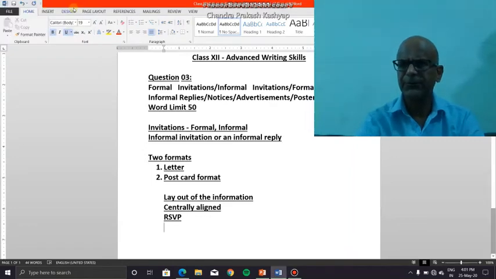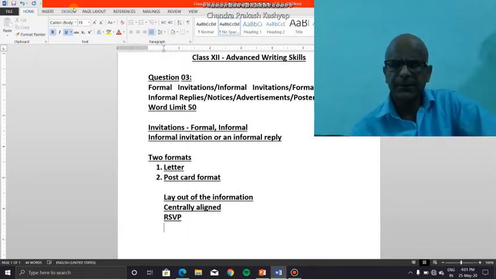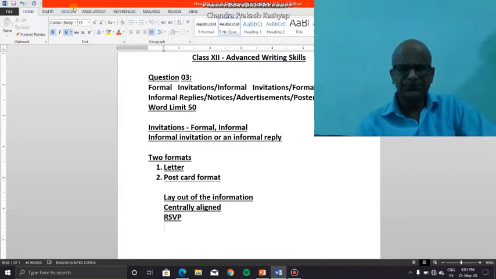We continue with our discussion of a formal invitation. A formal invitation, if you recall, has the information laid out centrally, and it carries the letters RSVP at the bottom. Now, the invitation is formal, and we are dealing with the postcard format first.